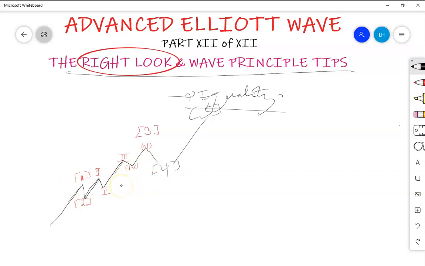So the imperfect look will count this as 3, 4, 5. Then we will expect a big correction there. Then you will find that the market is no longer correcting. It keeps on going because you were in a wrong look. So now this is simply just an extension.